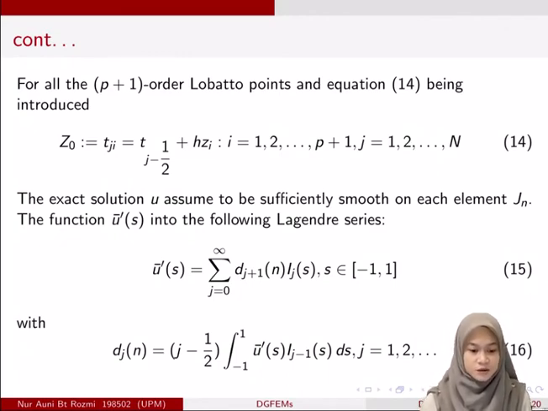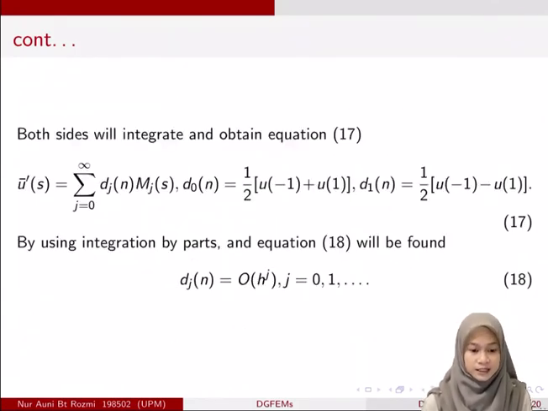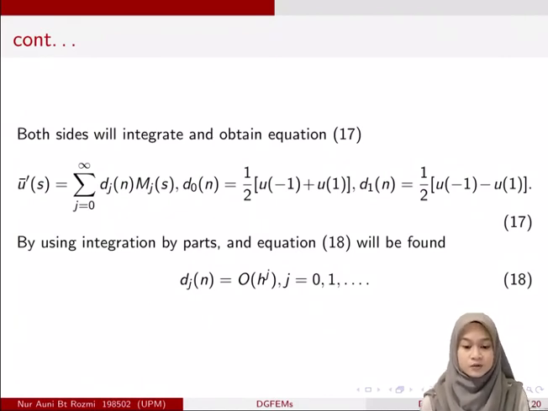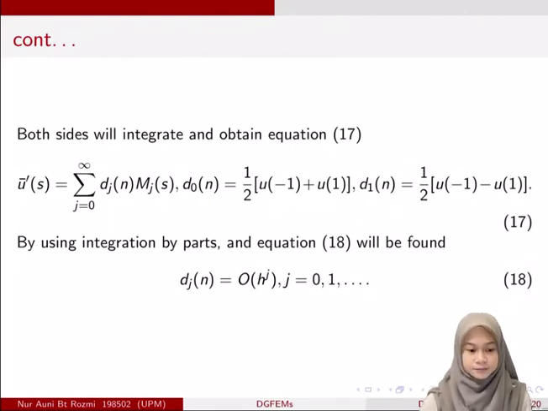The exact solution u will be assumed to be sufficiently smooth on each element Jn. The function u bar prime s is expanded into the following Legendre series, which is equation 15 with equation 16. Then we will integrate both sides, and we will obtain equation 17. By using integration by parts, we will find equation 18.